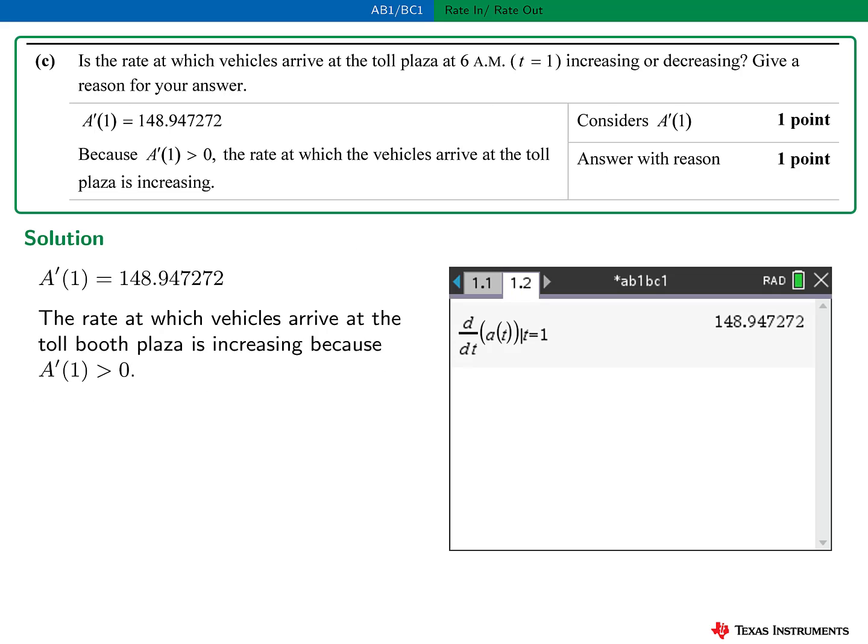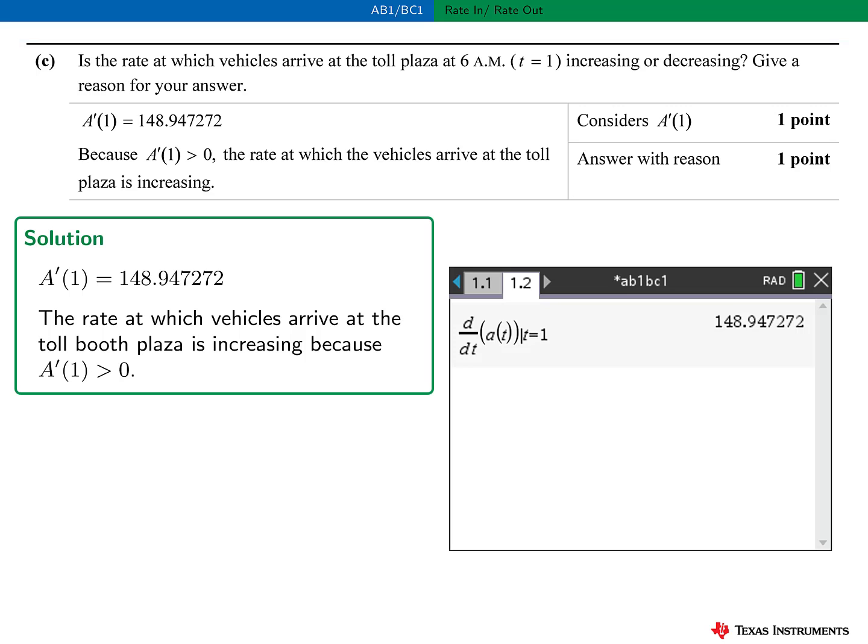In Part C, we need to determine whether the rate at which vehicles arrive at the toll plaza is increasing or decreasing at t equal 1. And we need to provide a reason for the answer. Part C was worth 2 points. The first point is for considering A prime of 1, and the second point is for the answer with a suitable reason. To solve this problem, we need to find A prime of 1. Note that this value was not asked for in the question, so all we really need to report is that the value A prime of 1 is greater than 0.